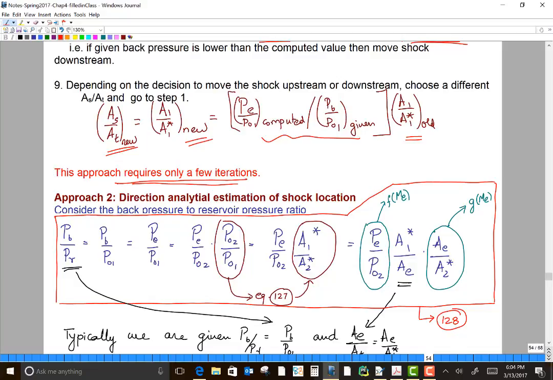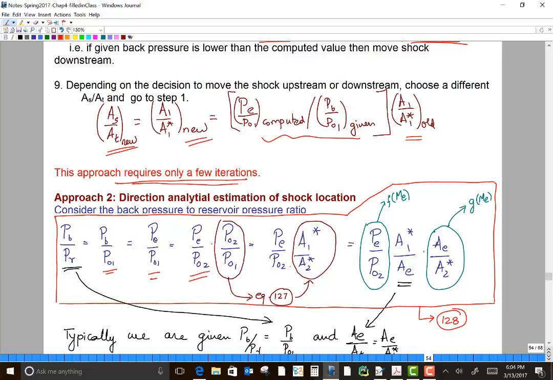So you consider the back pressure to reservoir pressure ratio. This is provided, right? And this PB by PR is nothing but PB by P01, and if there's a shock in the diverging section, then the flow behind the shock is subsonic, so your PB is the same as PE. So this is equivalent to PE by P01. This is nothing but PE by P02, where P02 is the stagnation pressure for the isentropic flow behind the shock, times P02 by P01, which is the ratio of the stagnation pressures that you get from appendix C. This is nothing but PE by P02 times A1 star by A2 star.